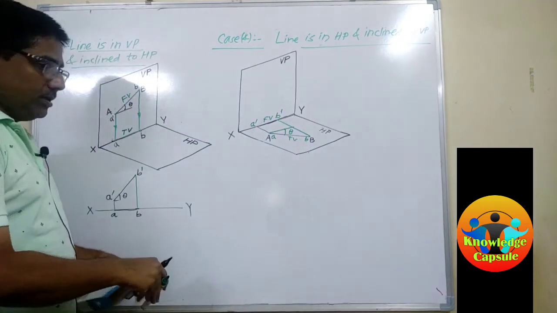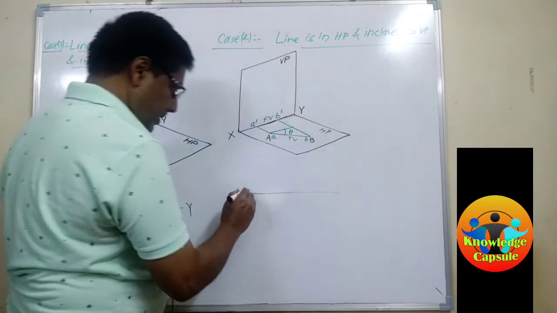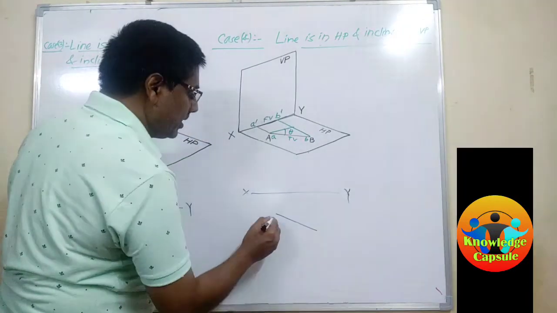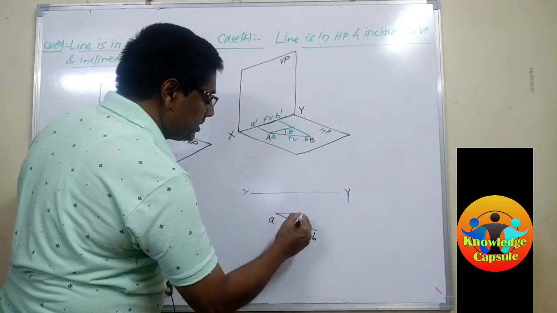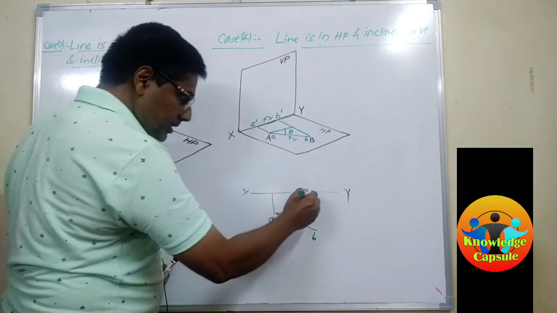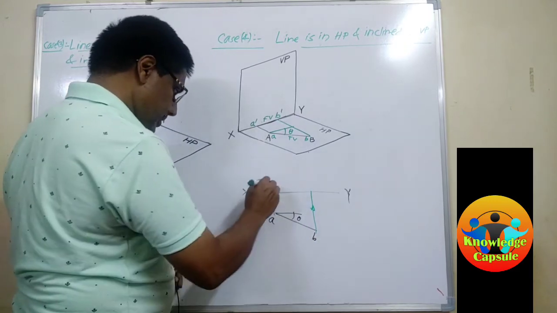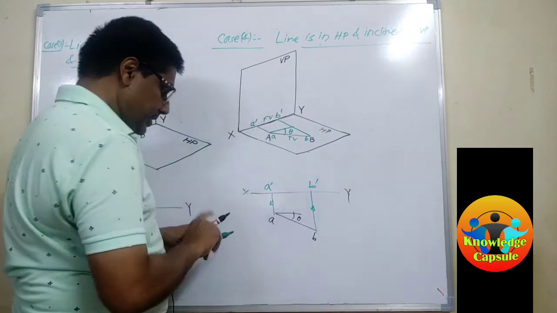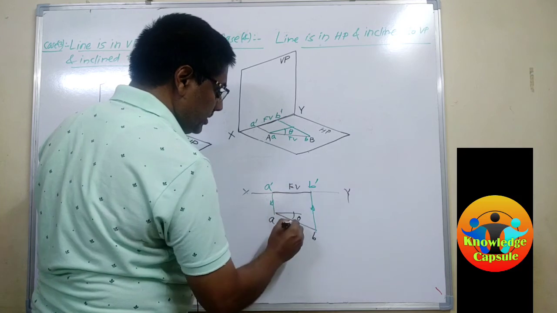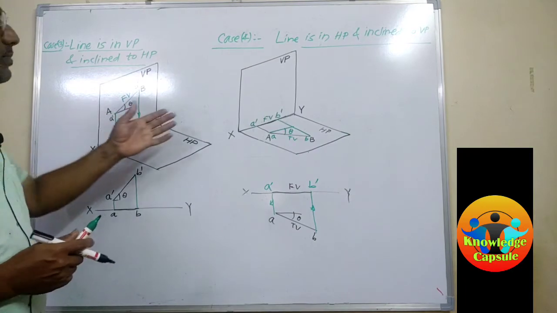How to show it on orthographic plane? XY line is the reference line, top view will come below XY line, AB with a certain inclination with the vertical plane. To get its front view, project the ends. Okay, what is this? A dash B dash. A dash B dash is a front view, and AB is a top view. I hope you must have understood these two simple cases.